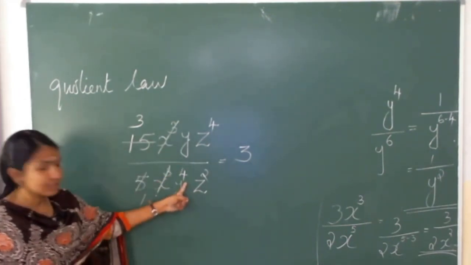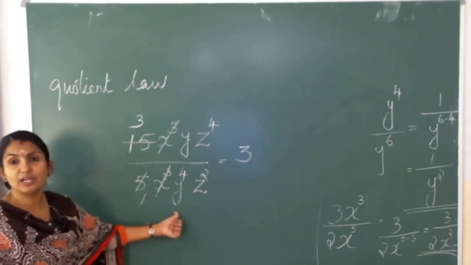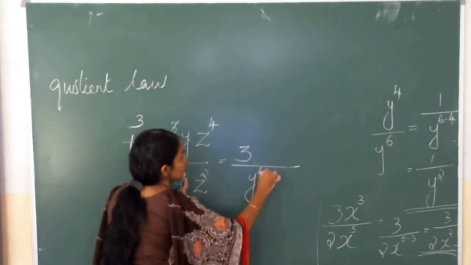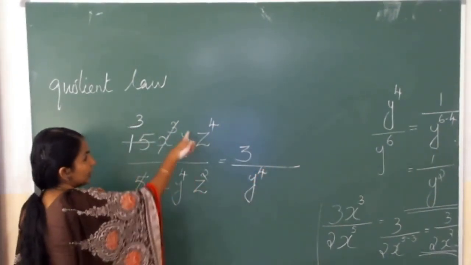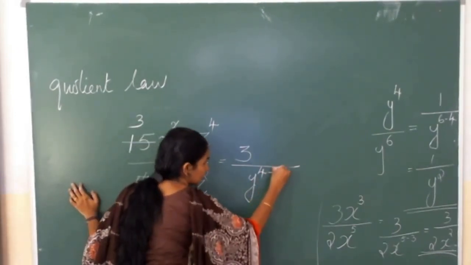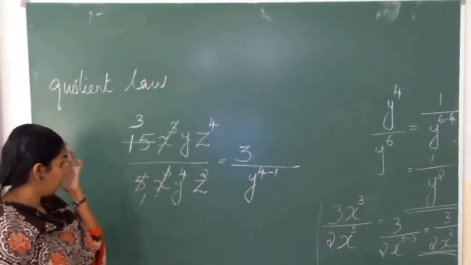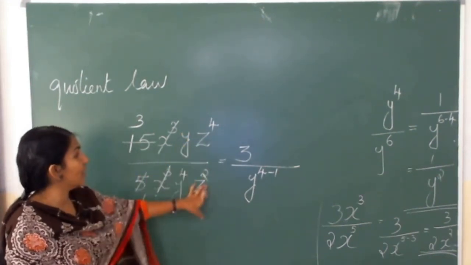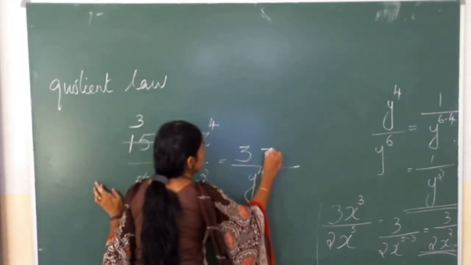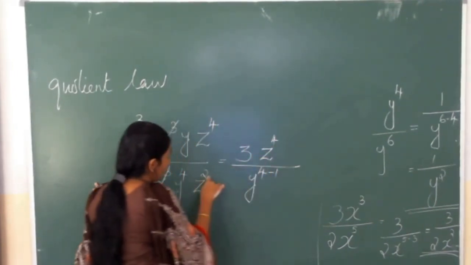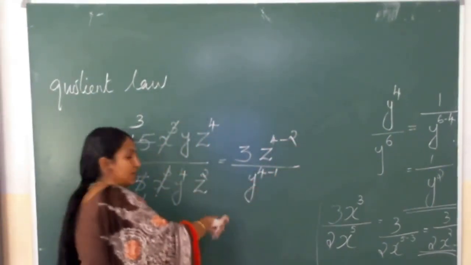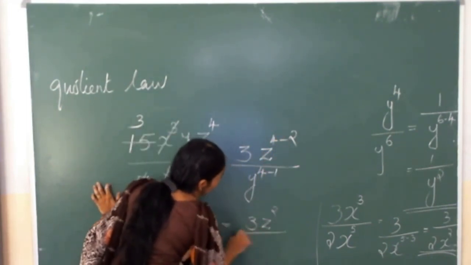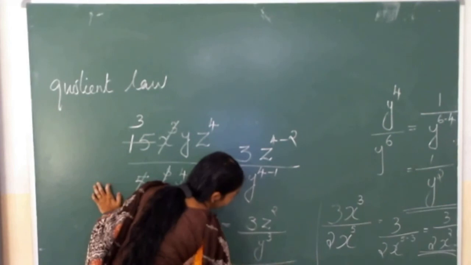Now y raised to 4. Where is the biggest one? Biggest one is in the denominator. So we just wrote in the denominator y raised to 4 minus 1, y raised to 3. And when we are thinking about z, where is the biggest one? In the numerator. So we wrote z raised to 4 minus 2. And the answer is 3 z square by y cube.